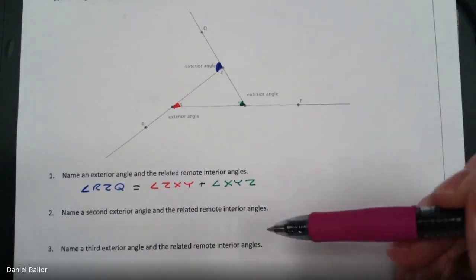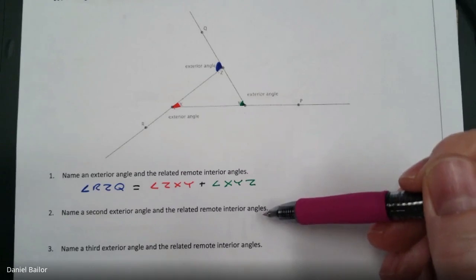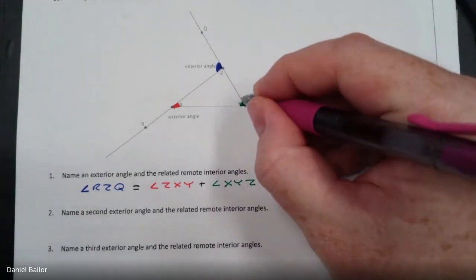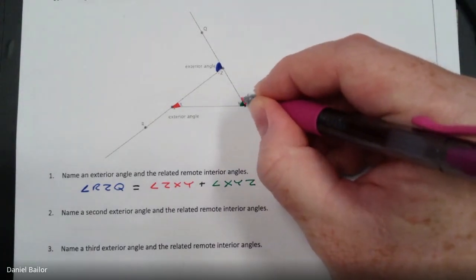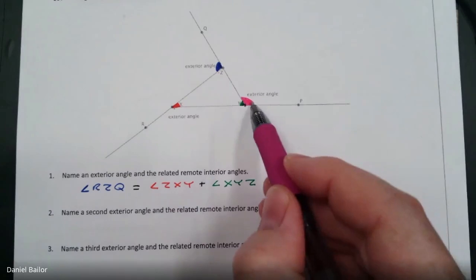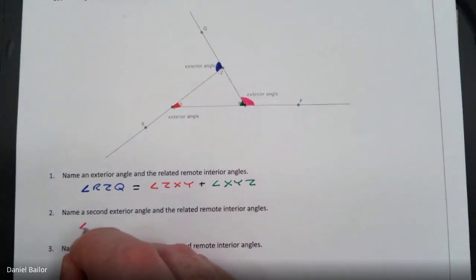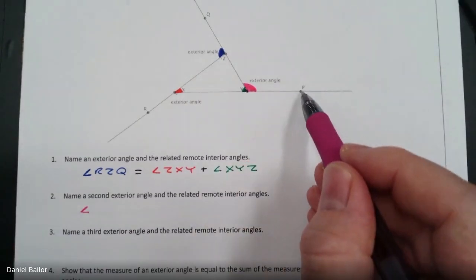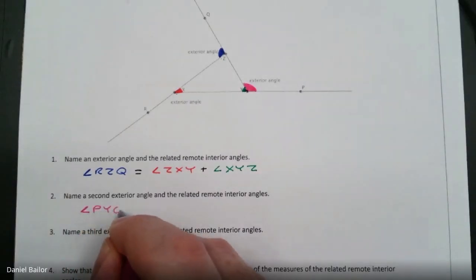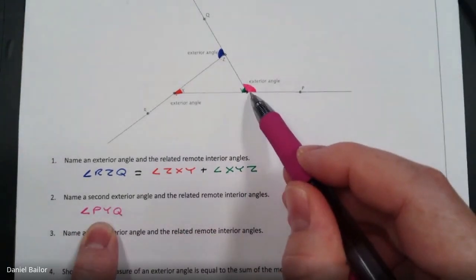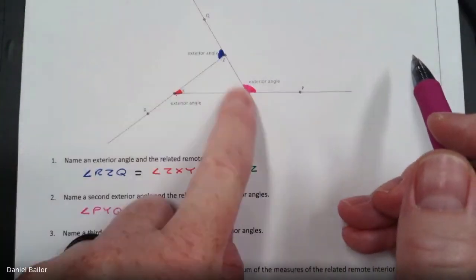Now it says name a second exterior angle and the related remote interior angles. So let's find another exterior angle. This time I'm going to label it kind of a pinkish color. Let's look at this exterior angle, pink. What is the name of this pink angle? Well, it's next to Y. So let's follow it. Let's start over here with P, then we go to Y, then we go to Q. So this is angle PYQ. Remember, Y is in the middle because that is the point closest to the angle.